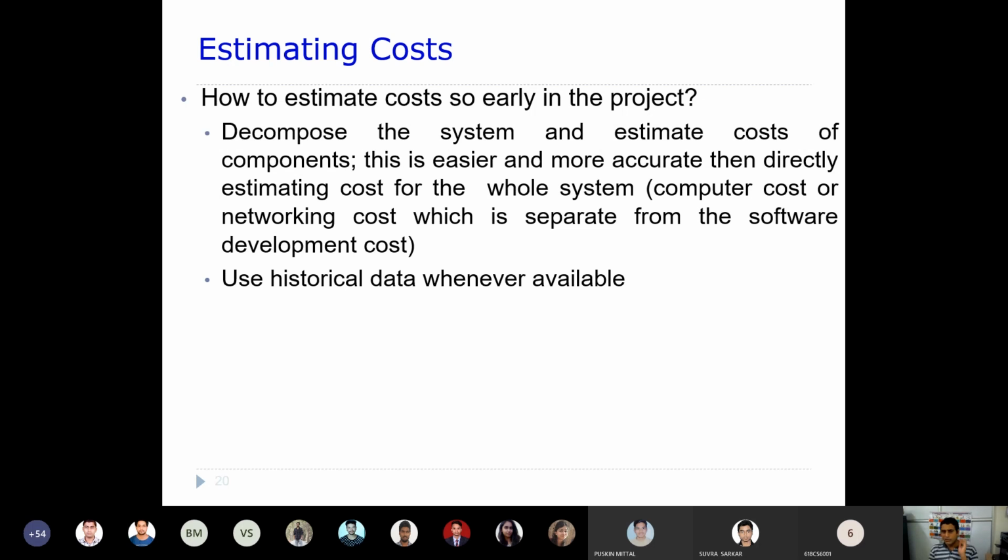Use historical data whenever available. In order to estimate this cost, if any historical data is available, that means you have developed similar projects in the past, so you have some data, and based upon that data you can also estimate.